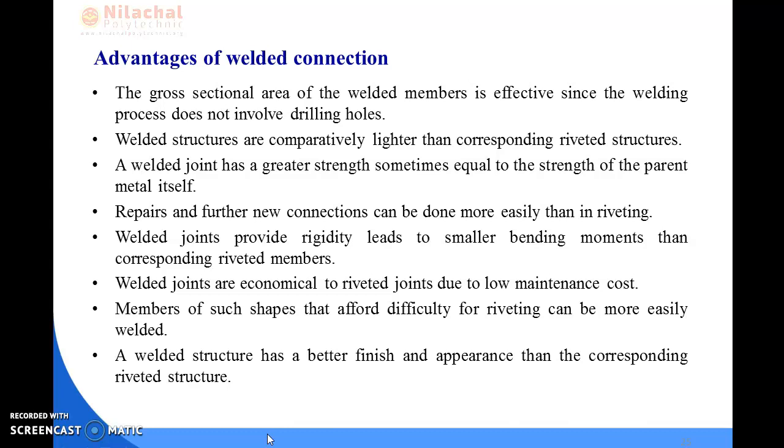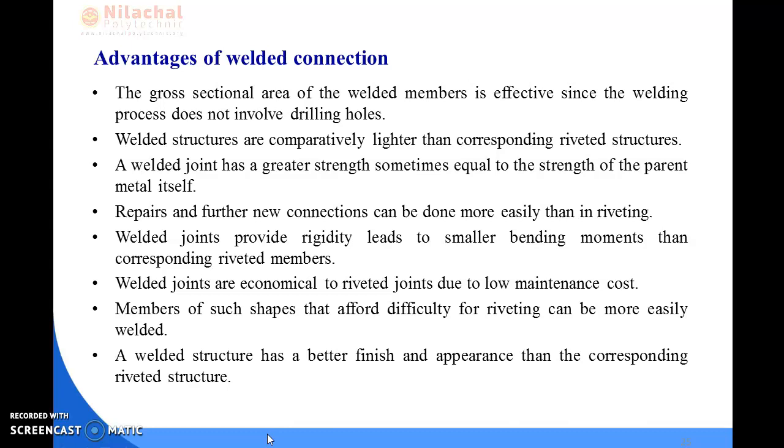So first thing is, the cross-sectional area of the welded members is effective since the welding process does not involve drilling holes. So you know that very well, in the case of bolting or riveted kind of connection, we need to make a hole for inserting the bolt into the plate holes. But in the case of welded connection, there is no provision of making a hole or drilling a hole on the plate section.